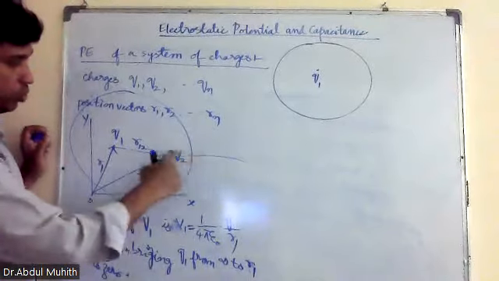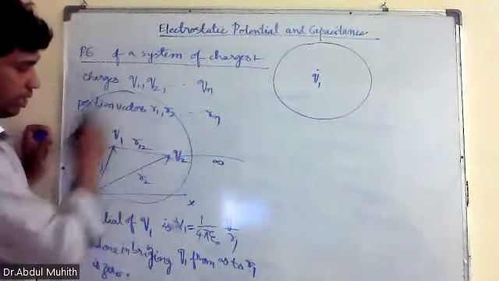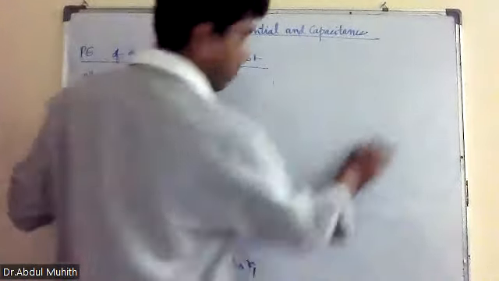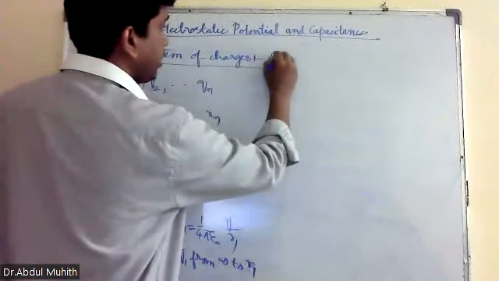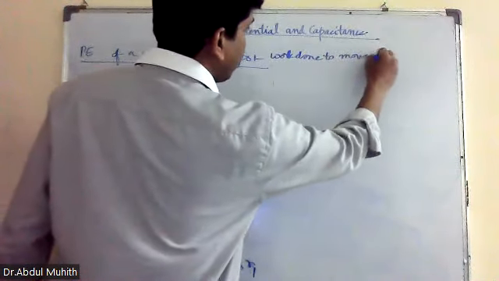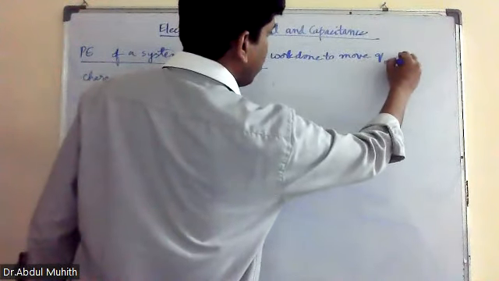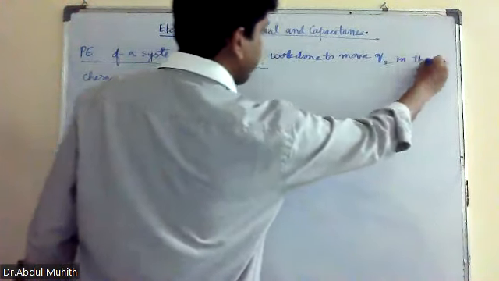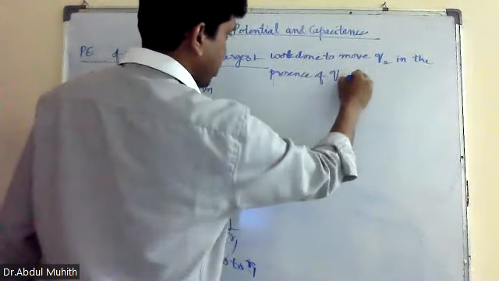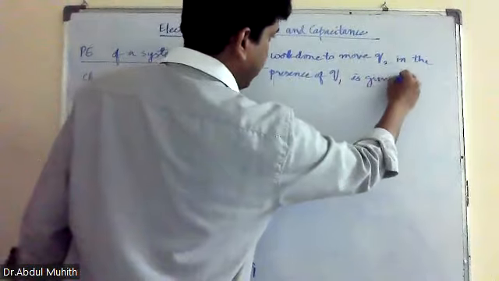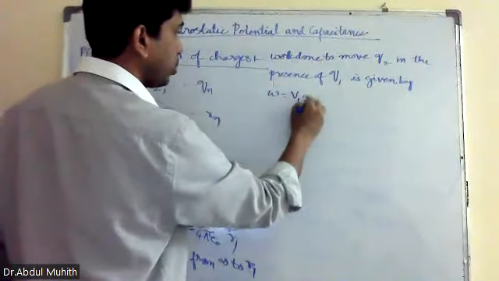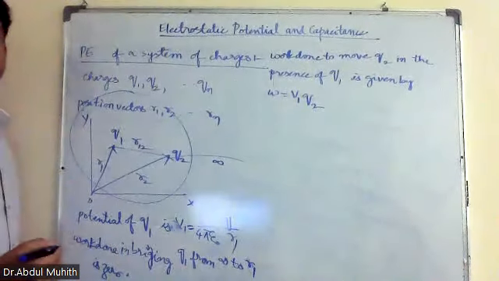Similarly, I want to bring Q2 from infinity to a point under the influence of charge Q1. So you need some extra work done. What is the extra work done? So I'm writing here: work done to move Q2 in the presence of Q1 is given by W is equal to V1 into Q.